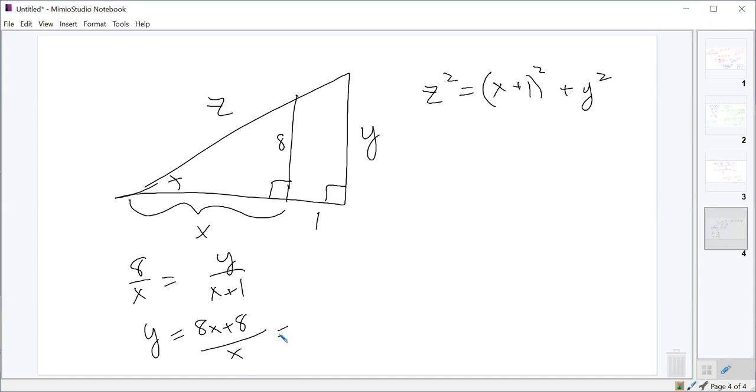In fact, what I would do is write this as 8 plus 8 over X, because that's going to make life a little easier later on. And we get Z squared is equal to, in fact, I'm going to distribute that all out right now, X squared plus 2X plus 1 plus, and this one is (8 plus 8 over X) squared. And I'll deal with distributing that in a second. Everybody good with that so far?